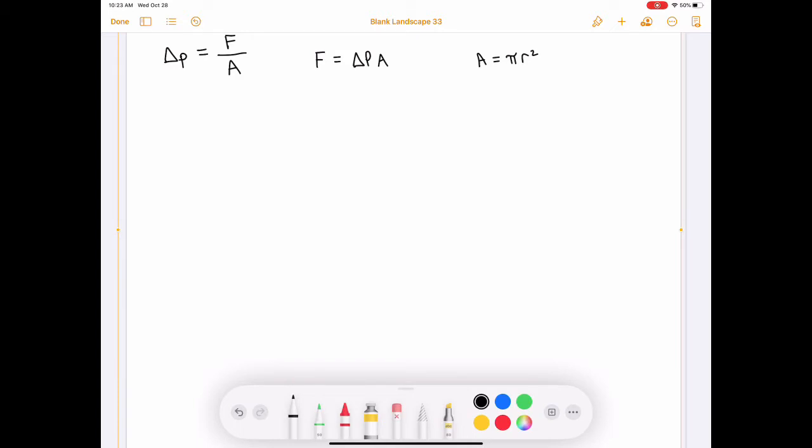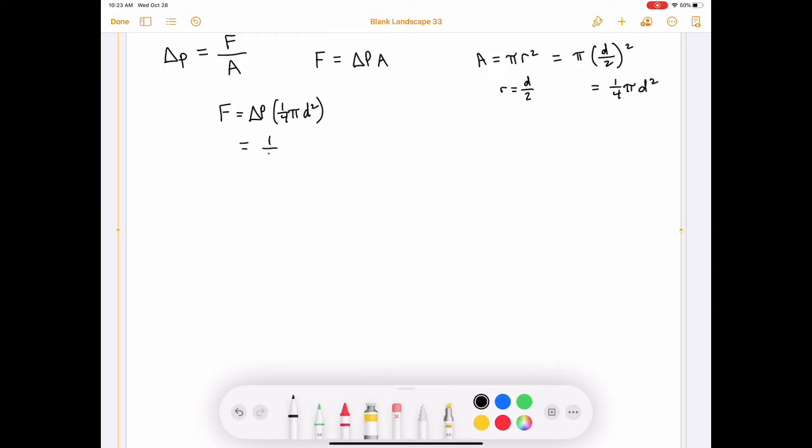Now r is the radius. We're given the diameter. So remember that the radius is equal to the diameter divided by 2. So the area we're looking for is pi times the diameter divided by 2 squared, or we can write this as 1/4 times pi times the diameter squared, okay? So the force we're looking for is going to be delta P times 1/4 times pi times the diameter of the piston squared, like this.